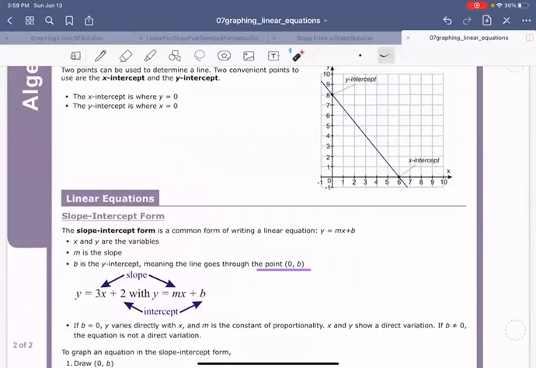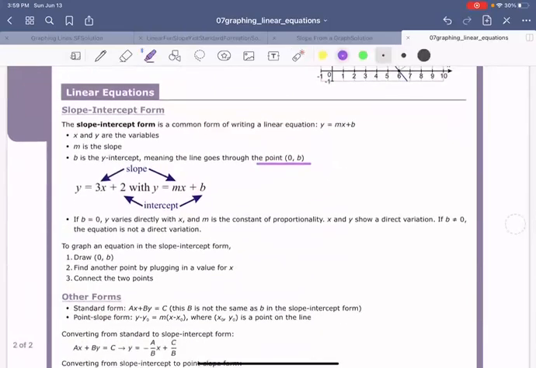What will happen if b equals 0? If b equals 0, that means your line passes through the origin, either going this way or this way. When b is 0, it is called y varies directly with x. Or you say the slope is the constant of proportionality. Okay? This is called a direct variation.